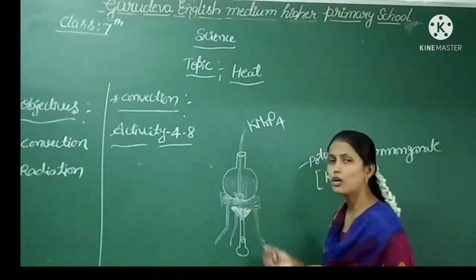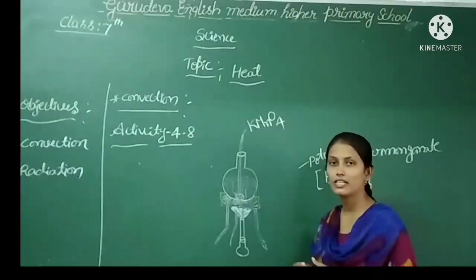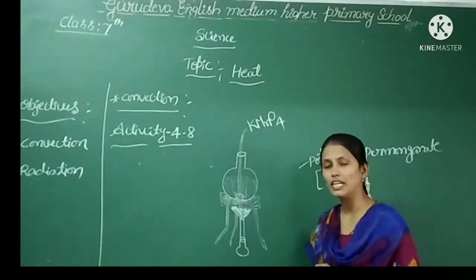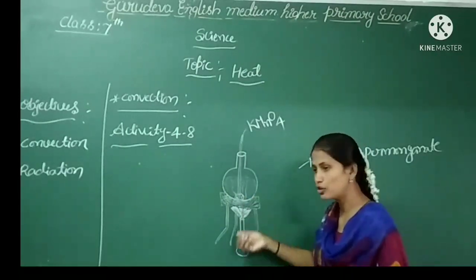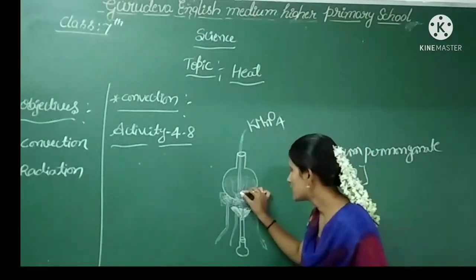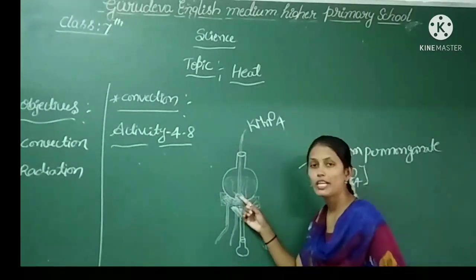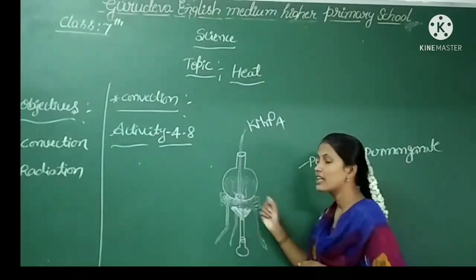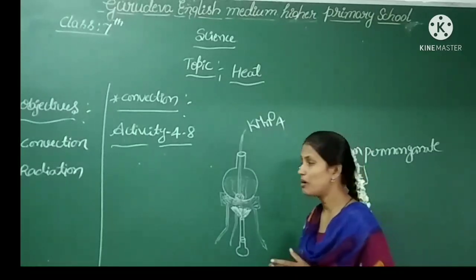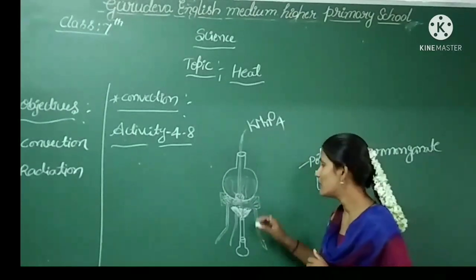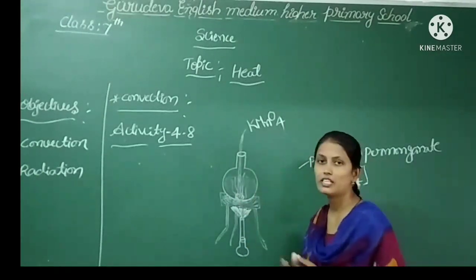Later you have to heat the flask using a candle. Here I have used a burner, but instead of the burner you can also use a candle. Hold the candle near the potassium permanganate crystals and heat. Later you will notice that some pink colored fumes appear and move upward.